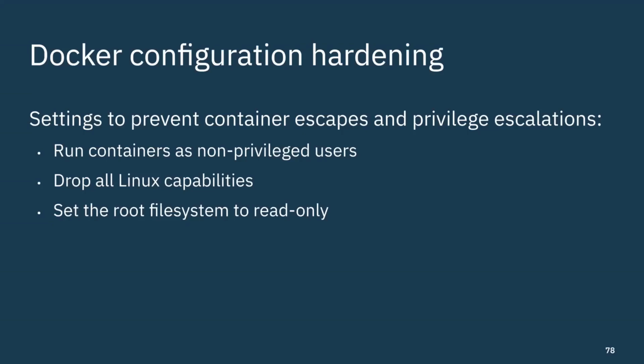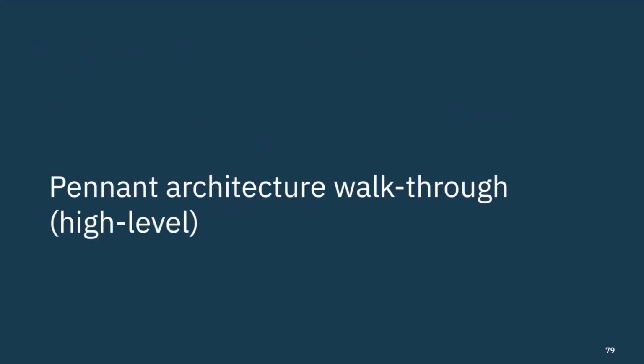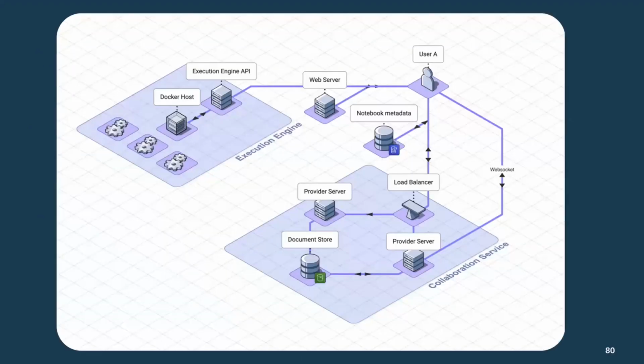Now I'll turn it over to Judah for an overview of Pennant's final system architecture. All right, thanks, Michael. Let's take a step back and look at the final architecture. There are three services. The user interacts with them separately. So let's step through them one at a time: the web server, collaboration service, and execution engine in rough chronological order.